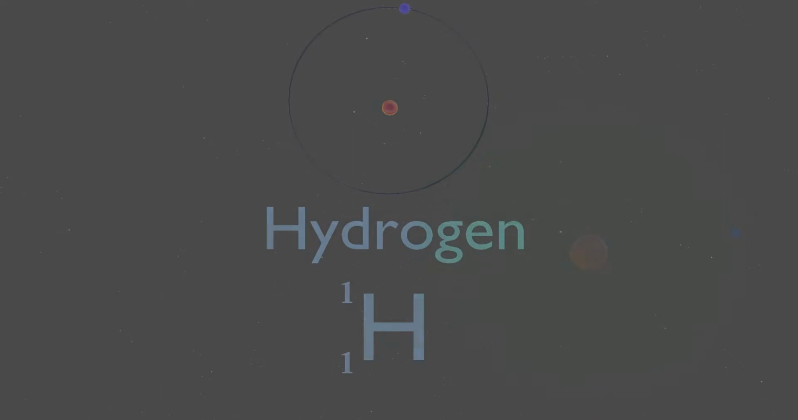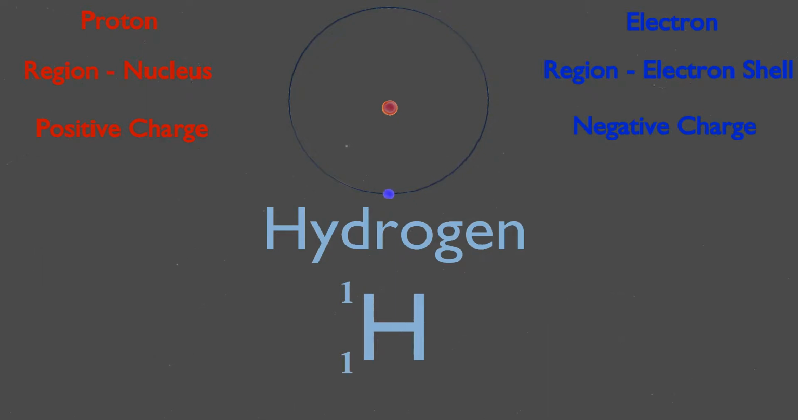So the first element that we're going to be looking at is hydrogen. Hydrogen is made up of two particles, the proton and the electron. The proton is going to occupy a region called the nucleus, and it is positively charged. However, the electron is going to be negatively charged, and it is going to orbit the nucleus in a defined region called an electron shell. And this electron is going to stay in this region according to the Bohr model of the atom.